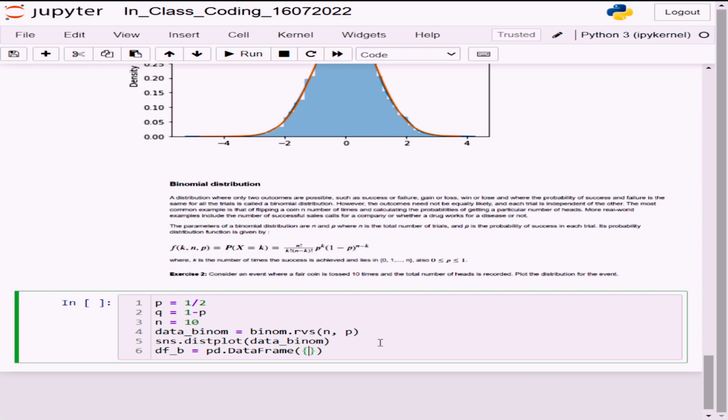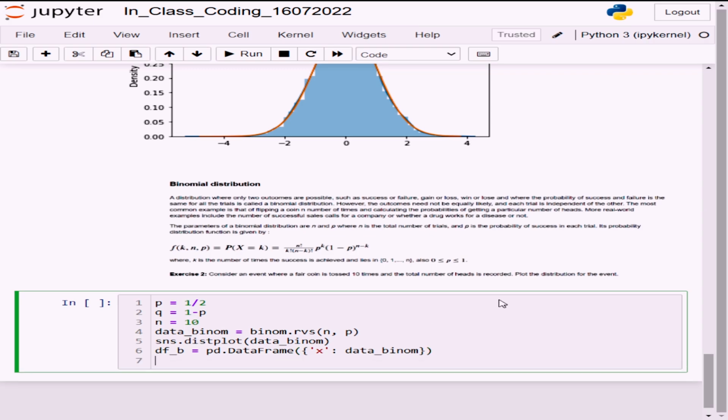All right, so I'll create a column X, and under this X I want the data binomial. So X is created, the name of the series. Below that we'll put all the values. That's all. Okay, so that's what is happening here. Should be pretty straightforward. Then I will create another column depending upon the values present in this.